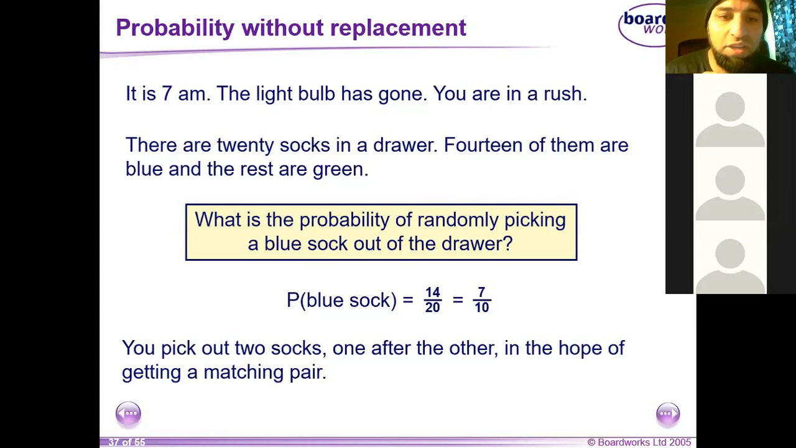So if you pick 2 socks out, one after the other, and you wear them, and you go to school, what's the probability of you having a matching pair? That's the question. Let's look at that in a second with the diagram. So all I want you guys to do first is write down the situation in rough. You can write 20 socks in a drawer, 14 blue, 6 green, and what is the probability of getting a matching pair? So quickly, just write a quick question down.